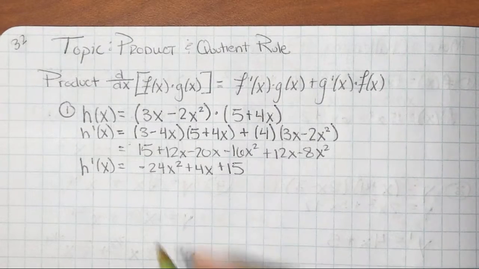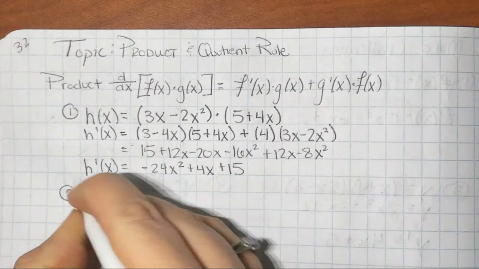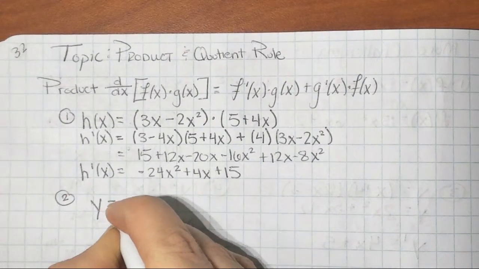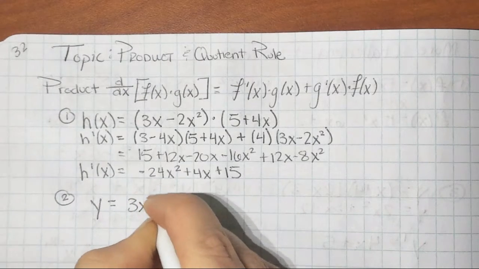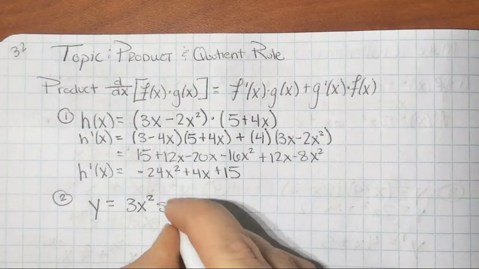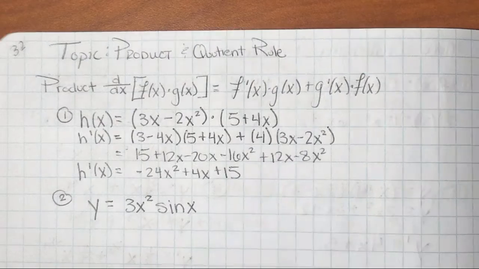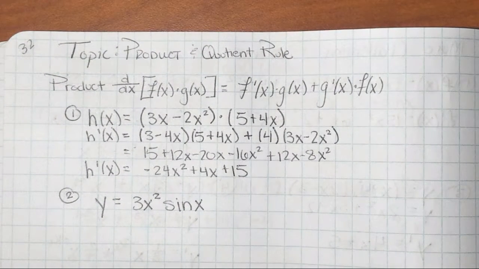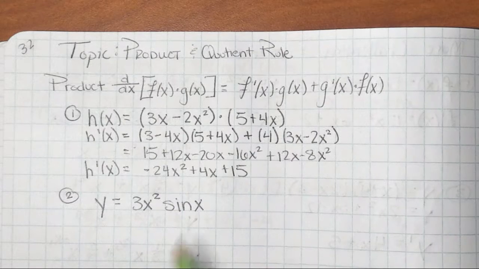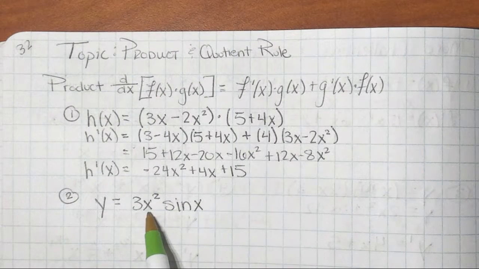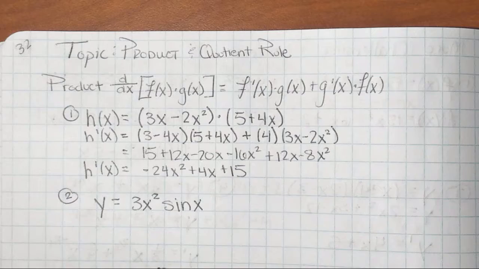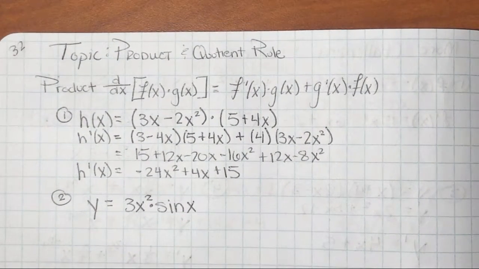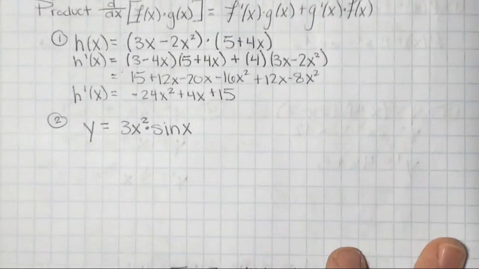So, let's look at example number 2. Let's call it y this time. So y equals 3x squared sine x. Now some of you might be looking at this and thinking, I don't see two separate functions, but there are. This 3x squared is being multiplied times sine x. So to help you understand that, you might want to put a little times symbol in there. And we're going to treat this exactly the same.